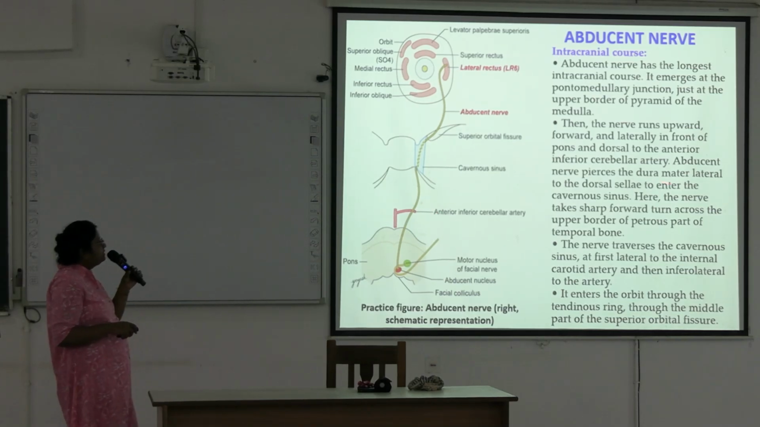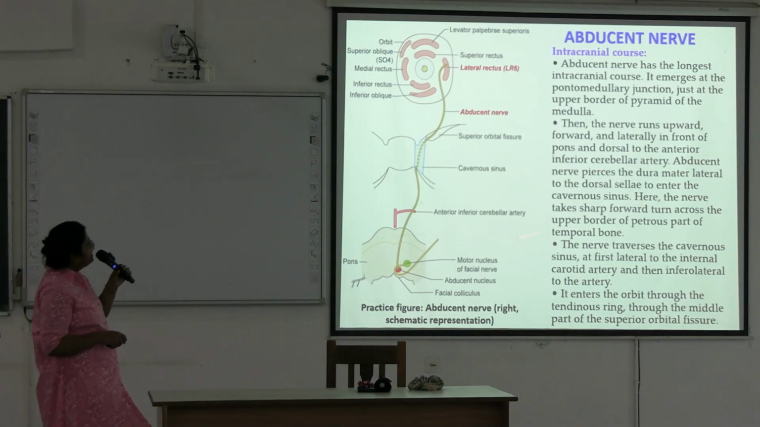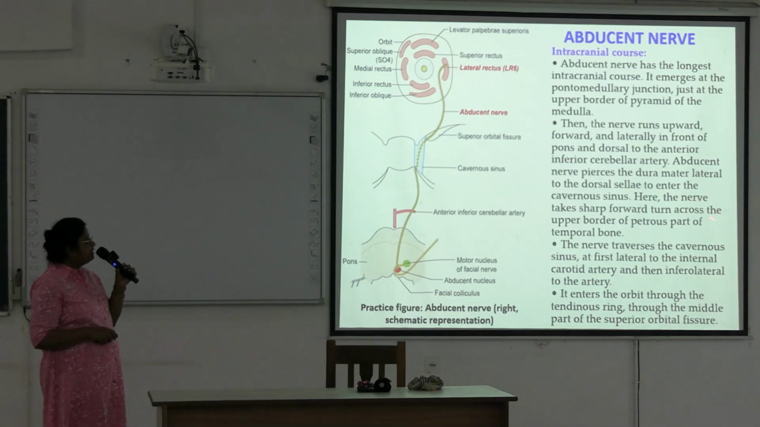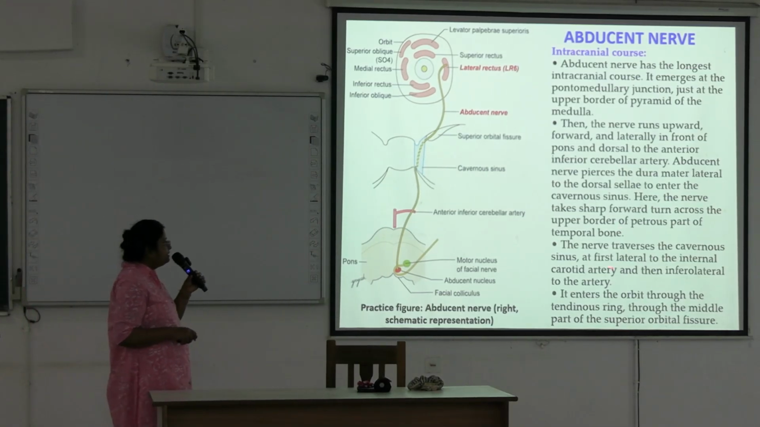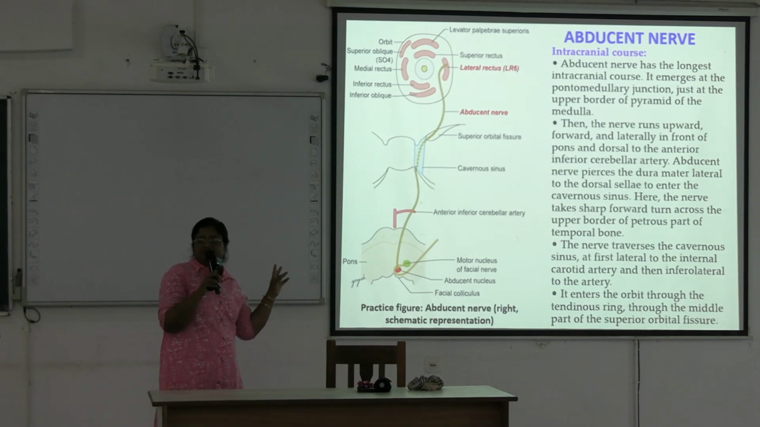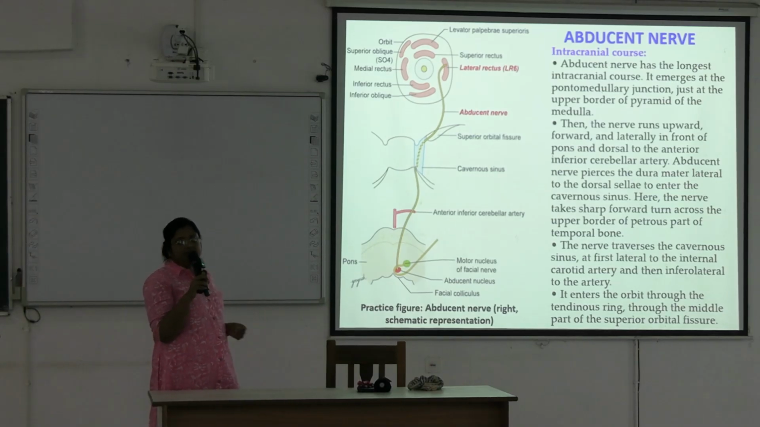The abducent nerve pierces the dura mater lateral to the dorsum sellae to enter the cavernous sinus. Here it is entering into the cavernous sinus, and here the nerve takes a sharp forward turn across the upper border of the petrous part of the temporal bone, and the nerve traverses the cavernous sinus at first lateral to the internal carotid artery. You have seen during the cavernous sinus class, the abducent nerve is closely related to the internal carotid artery.